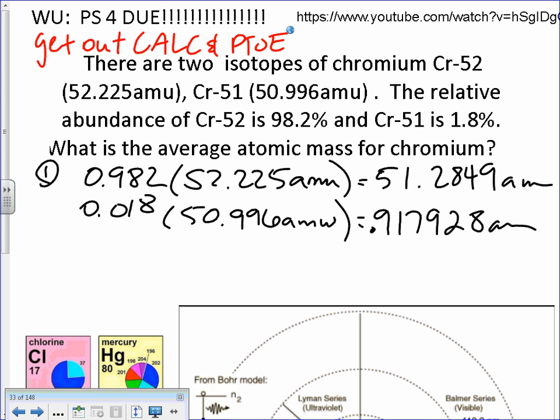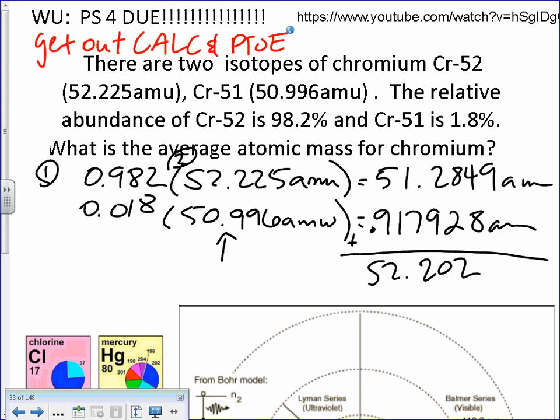So the first step was to convert your percents to decimals. The second step is to multiply, which I've done here. The third step is to take these and add them together. That is it. And then tell me what your summation is. 52.202.